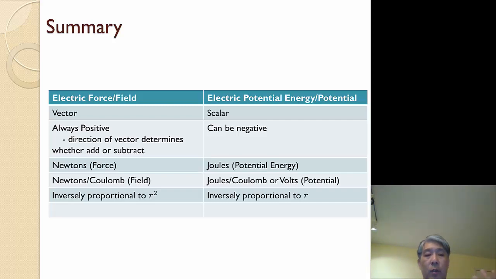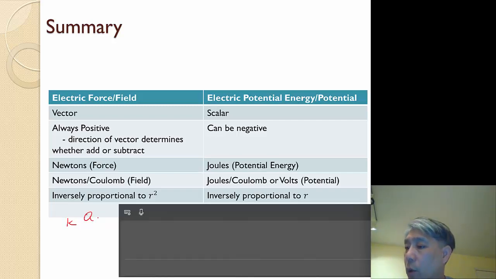Electric force is going to be in newtons. Electric field is in newtons per coulomb. Both of the F words are going to be inversely proportional to r squared. Either KQq over r squared or KQ over r squared.